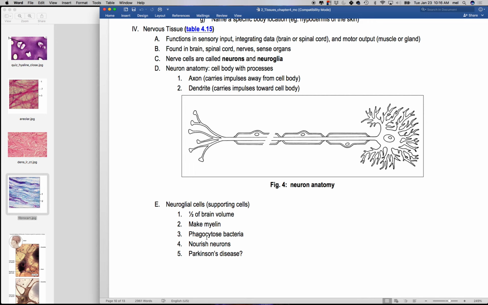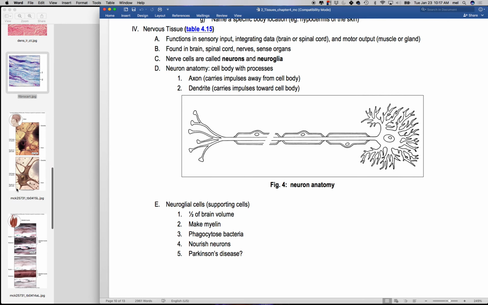Does that make sense? Okay, so of course you find nervous tissue in the brain, the spinal cord, the nerves, the sense organs. We're going to talk about it in excruciating detail this semester because nervous system is my favorite, second only probably to reproductive system. And then let's talk about the types of cells that you run into with the nervous system.